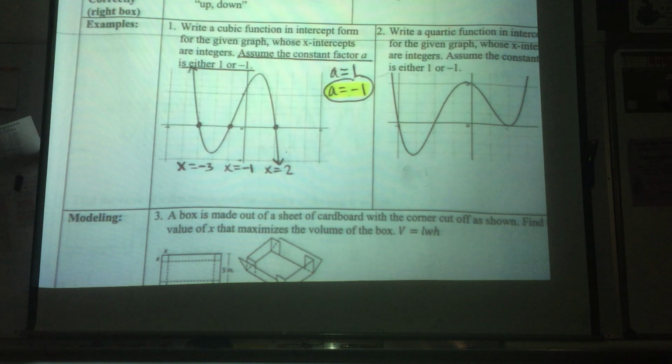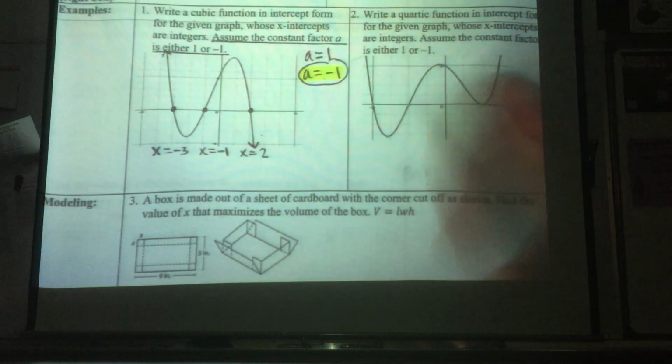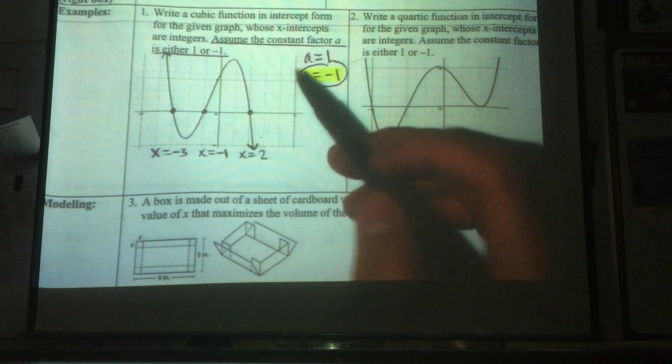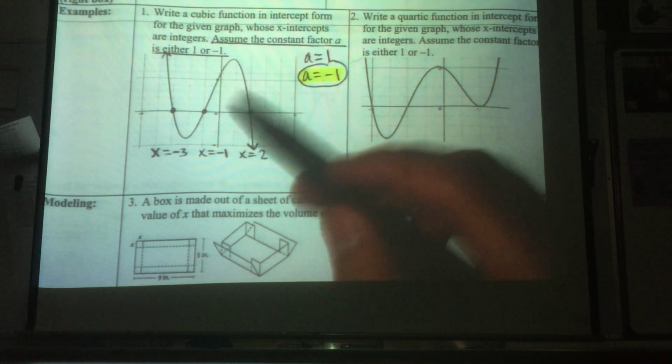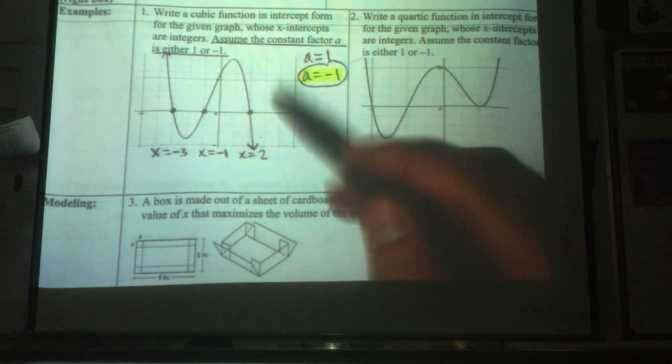Okay guys, so this is a short video. It's going to be short because I'm only going to show you a few examples, to show you how to write the equation of a polynomial function from the graph. So you look at the graph and you should be able to come up with the correct function for it.